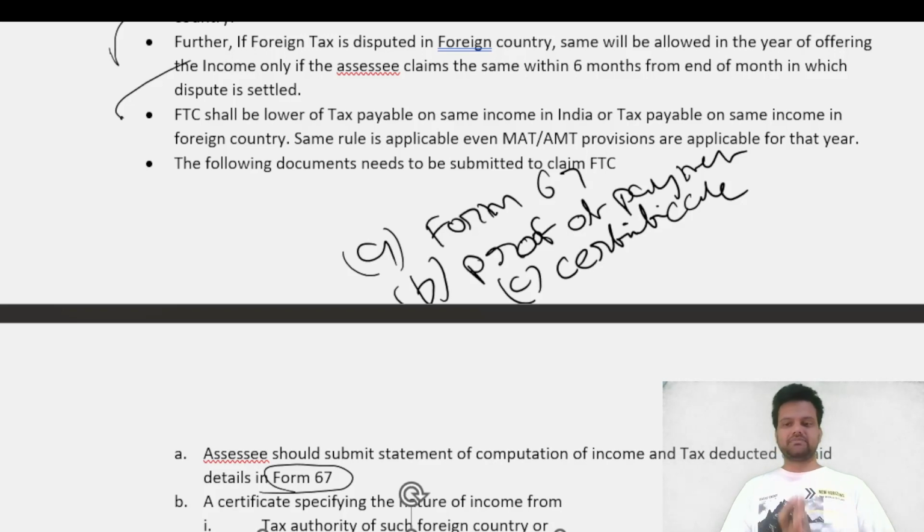So, in summary, what are the compliance requirements to claim the FTC credit? The first one is filing the form number 67. We have seen the details of form 67. Next is proof of payment. This can be a bank challan or a receipt or any receipt.